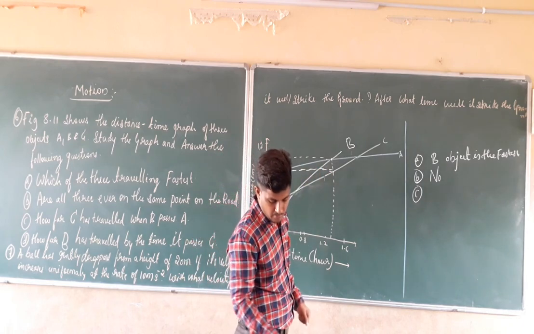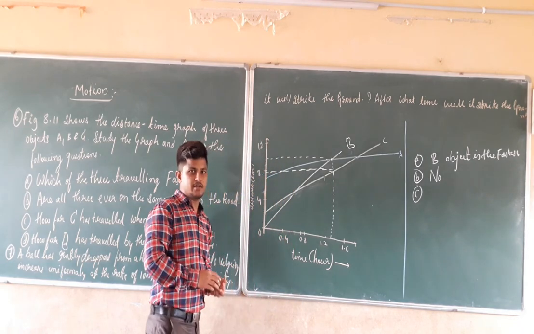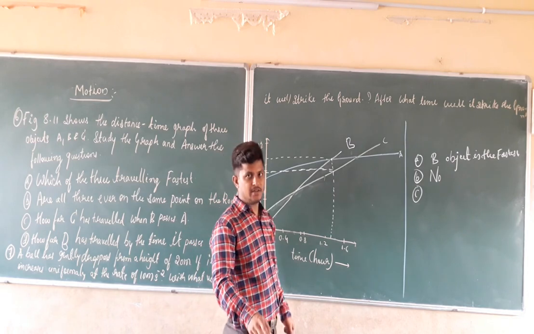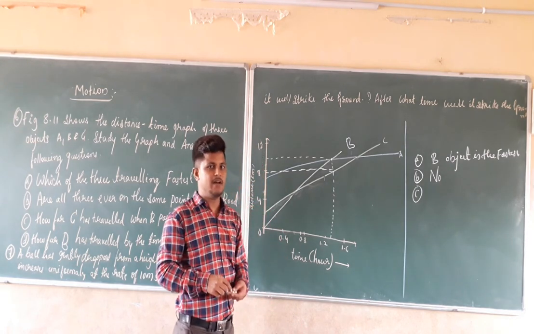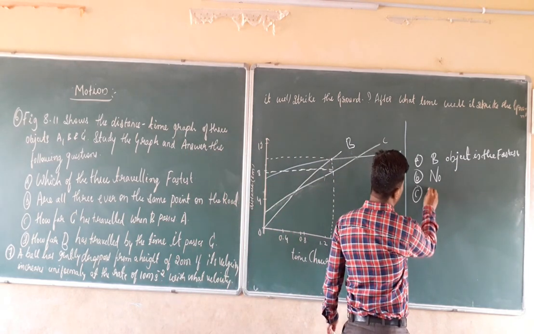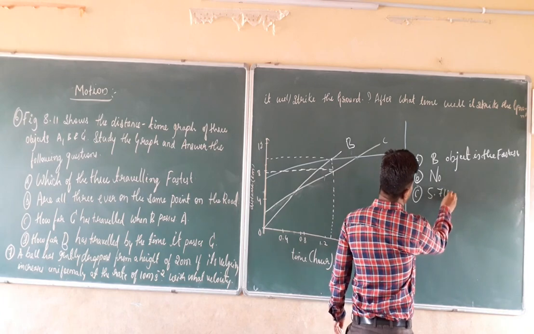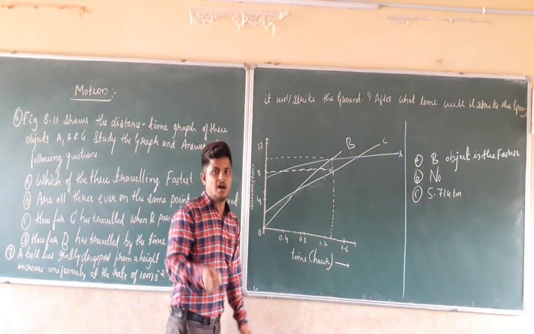What will it be? When you check your graph in your textbook, or when you draw that graph in your book, the value will be how much? It will be equal to 5.714 kilometers. 5.714 kilometers. How is it coming?